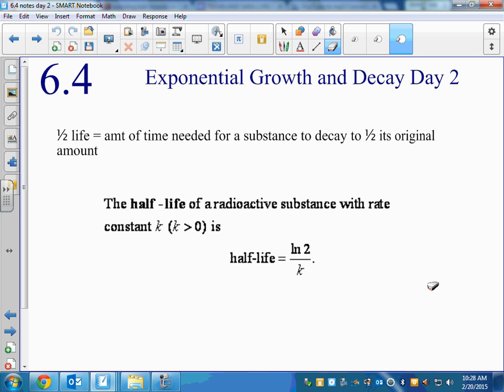But I believe we go with 5,730 years as the half-life of carbon-14, which is what they use to say how old things are when they find them, right? Like this rock is whatever years old. Anyway, you can always work it out.